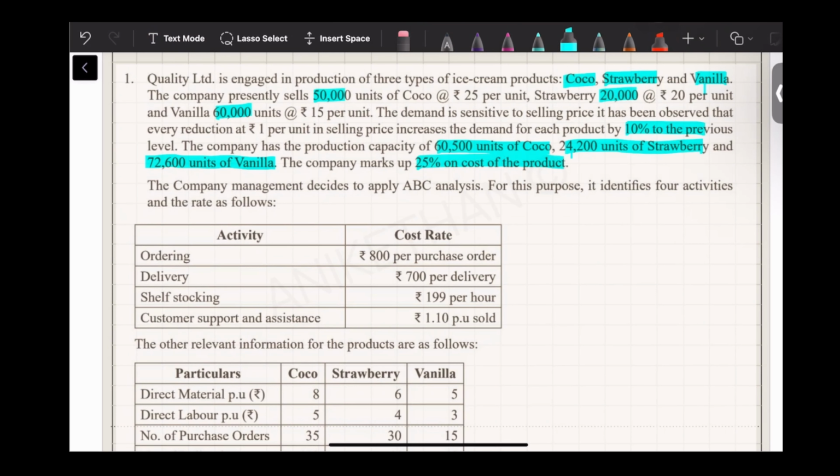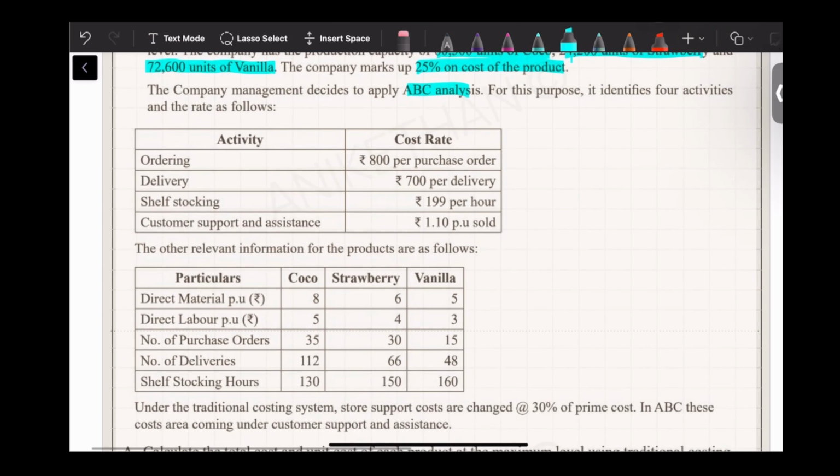The company management decided to apply ABC analysis. Okay, for this purpose identify 4 activities. So activities are already given. Which are the activities? Ordering, delivery, shelf stocking, customer support and assistance. This is nothing but activity cost pools or activity. And if you look at the right side, the cost driver rate is also given. That means you don't have to calculate total driver units then divide.